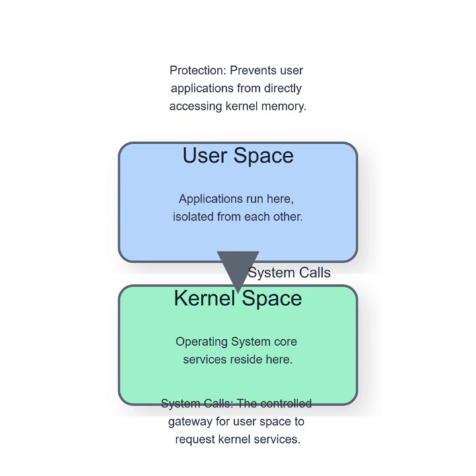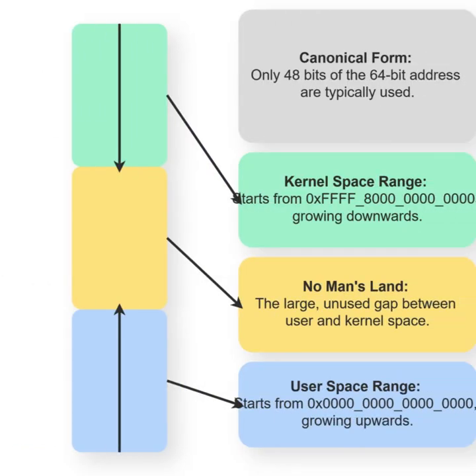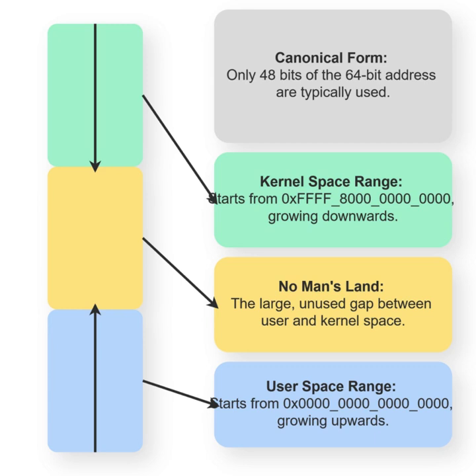Now let's zoom in on the specific architecture we're discussing: x86-64. This is where the virtual memory layout becomes tangible. While x86-64 processors have 64-bit registers, they don't actually use all 64 bits for virtual addresses. Instead, they typically employ what's known as a canonical form, meaning only 48 bits of that 64-bit address are actively used for addressing memory. The higher bits are either all zeros or all ones, creating a symmetric layout.